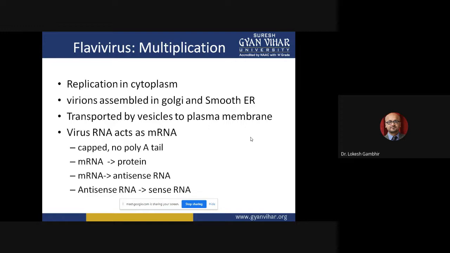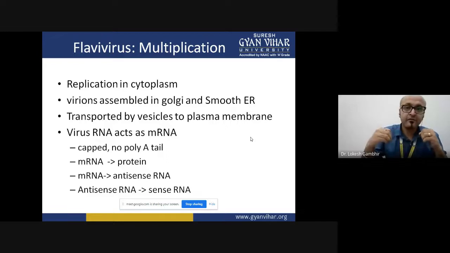The members of these viruses replicate in the cytoplasm. They never go inside the nucleus; they will always replicate in the cytoplasm. Then they follow the cell trafficking system, the cell secretory pathway, the pathway that goes from endoplasmic reticulum to Golgi body to plasma membrane, and then they are released out of the cell. They follow that path to go out of the cell.